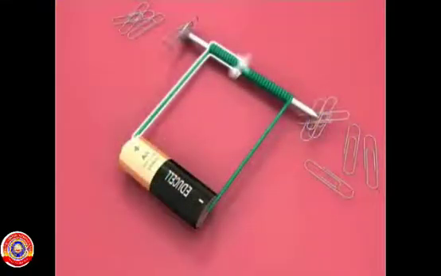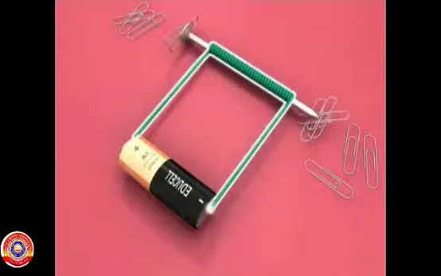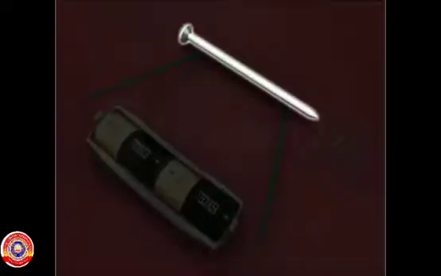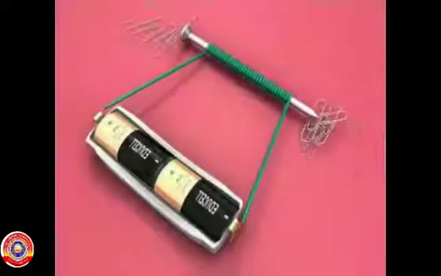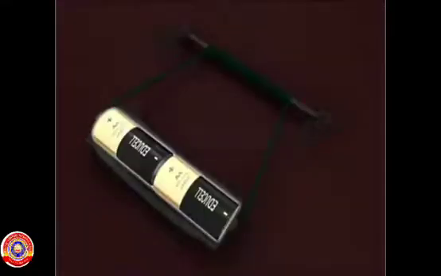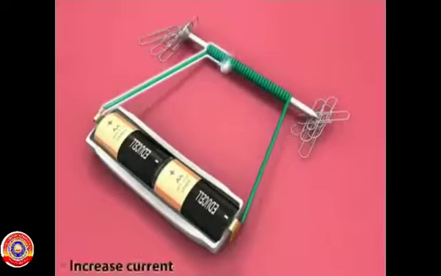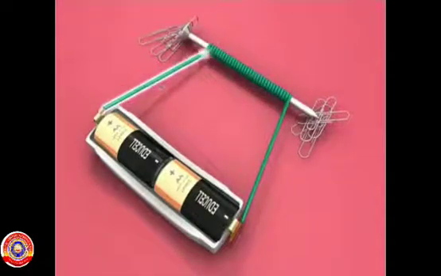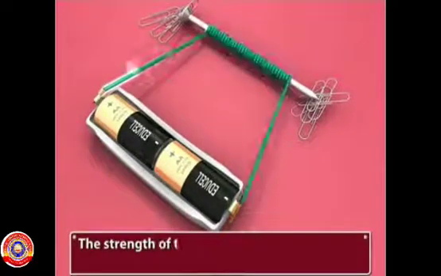Now, let's see how to increase the strength of electromagnets. The first method is to increase the current. Here, when we are increasing the number of cells, more paper clips are attracted towards the iron nail. Then, the strength of the electromagnet increases on increase in current.